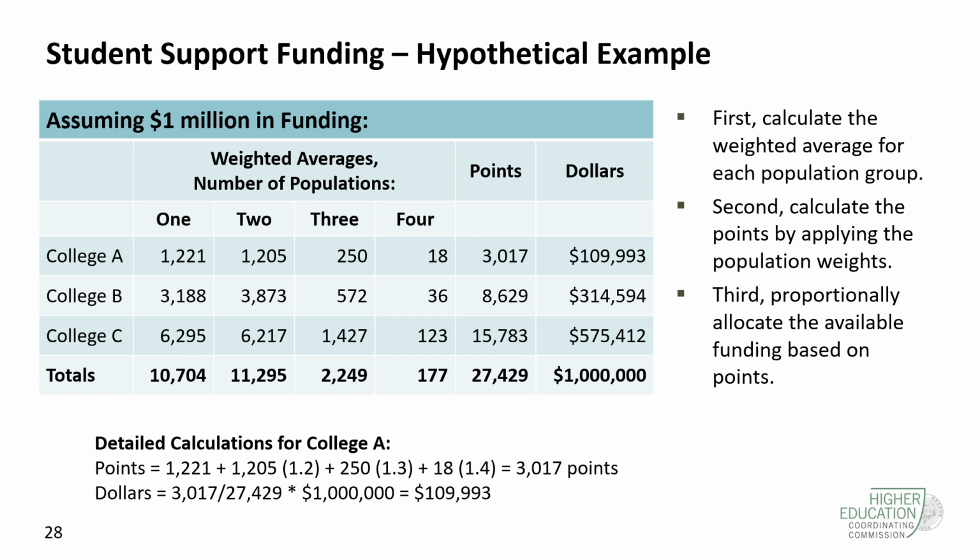And then if we divide the 317 points for college A into the 27,429 total points, and then we multiply that by the available funding of $1 million, we get $109,000. So the 3,017 points is roughly 10% of the 27,000 points. So they get roughly 10% of the available dollars. So it's a points-based allocation.